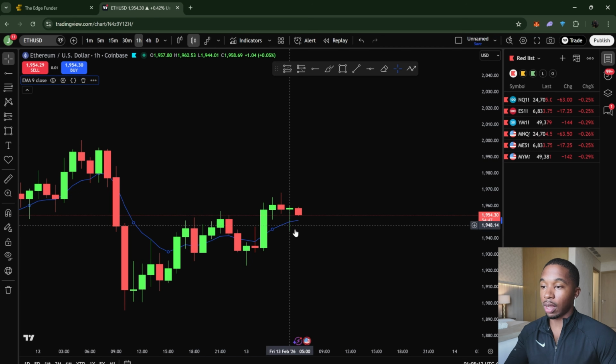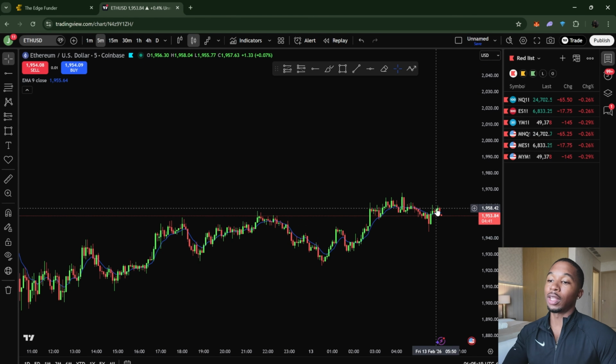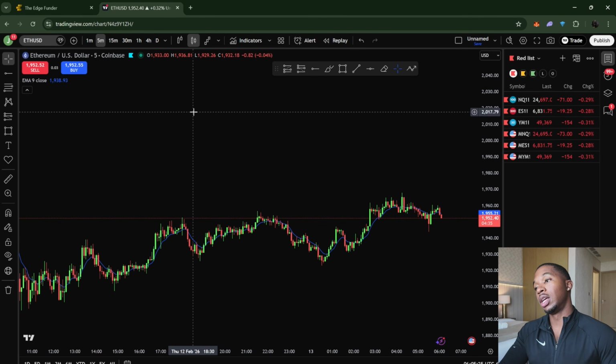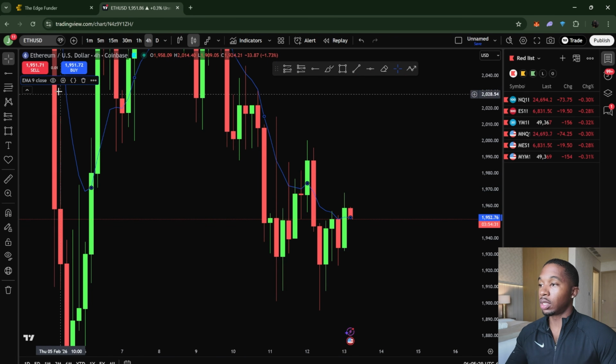But if I go to the 1-hour time frame, it shows a different price. If I go to the 5-minute time frame, it'll show a different price, because it's always going based off of the last 9 candlesticks on whatever time frame you're on. It's always going based off of the average of the last 9 candlesticks.